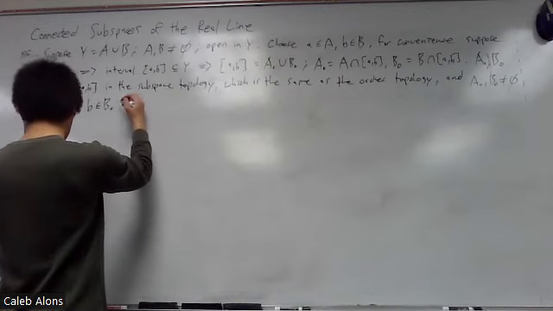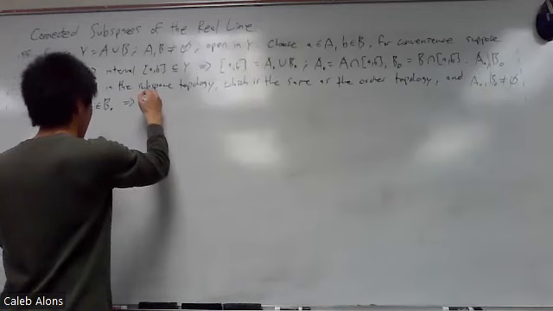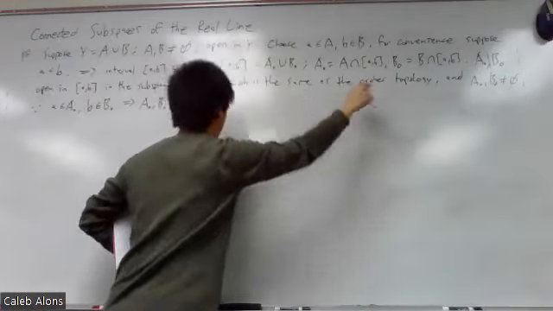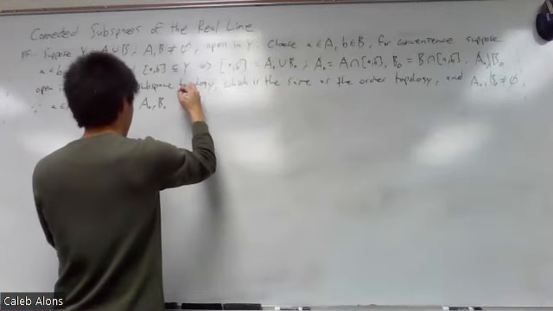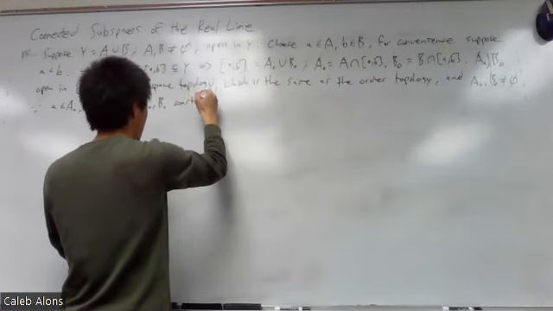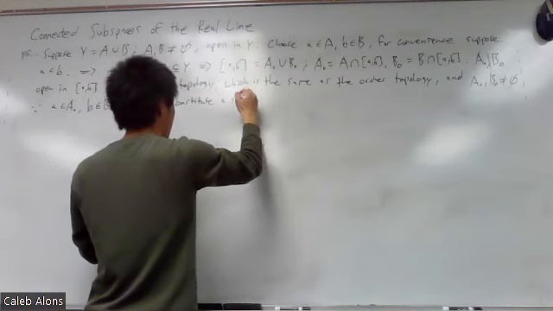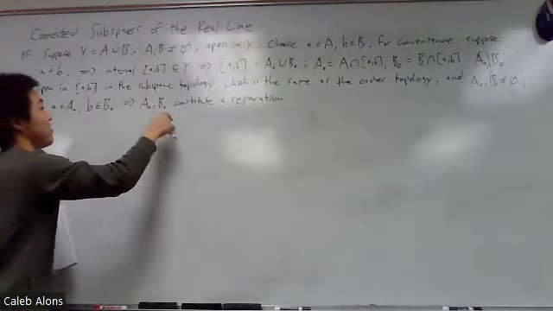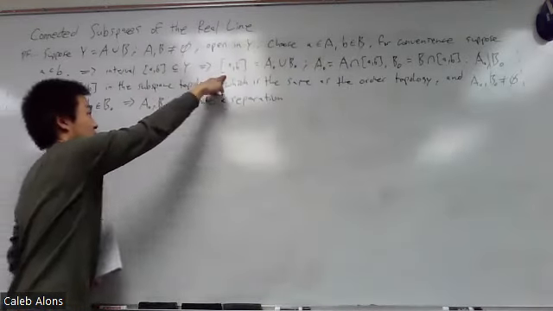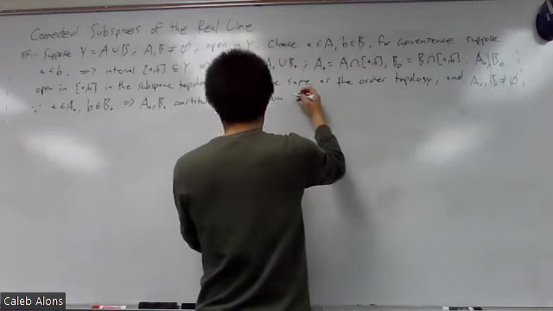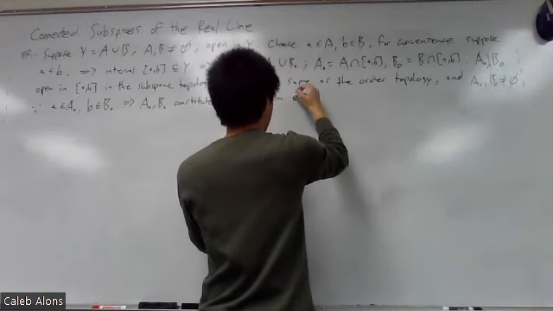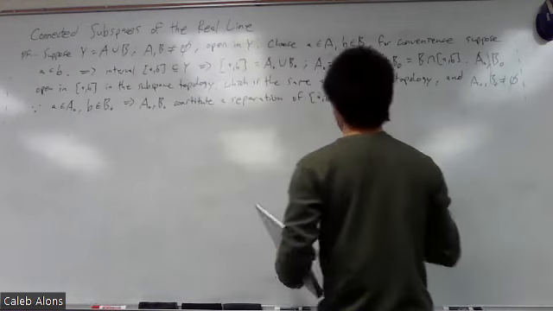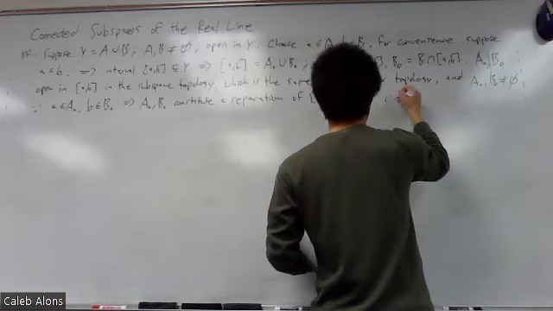By definition, that allows us to say that A naught and B naught, which is this more specific intersection with the interval, constitute a separation. Separation of what? Well, together their union that we chose over here gives the closed interval. So it's separating this interval, AB.